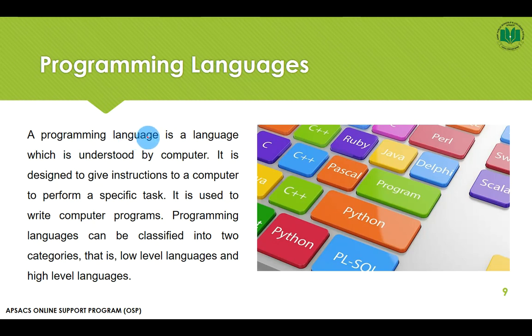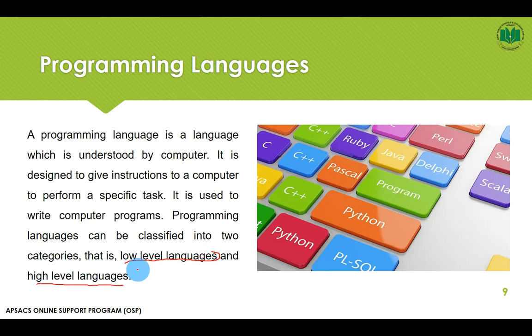So they have created many more languages which are easy for human beings and may be difficult for the computer system. A programming language is a language which is understood by a computer. It is designed to give instructions to the computer to perform a specific task. It is used to write computer programs. A programming language can be classified into two categories: low level languages and high level languages.